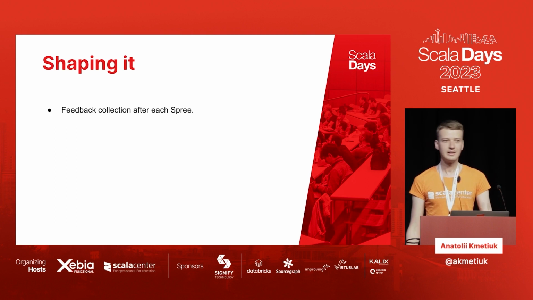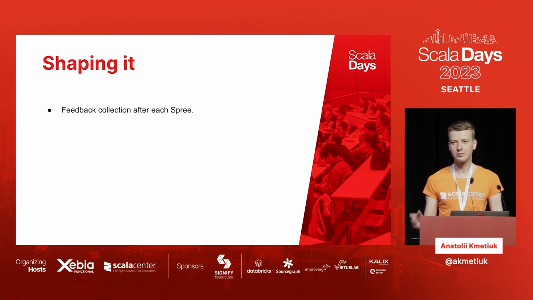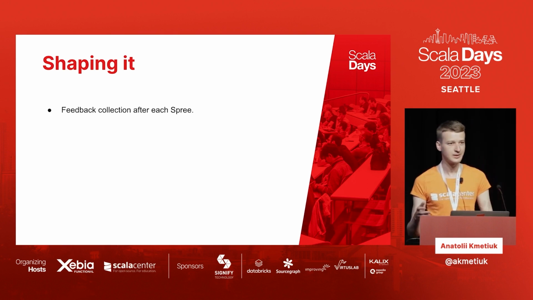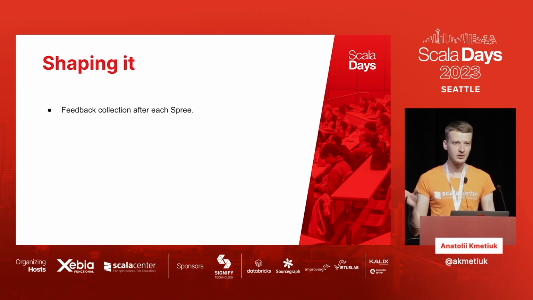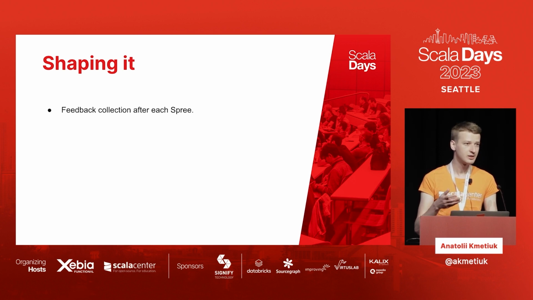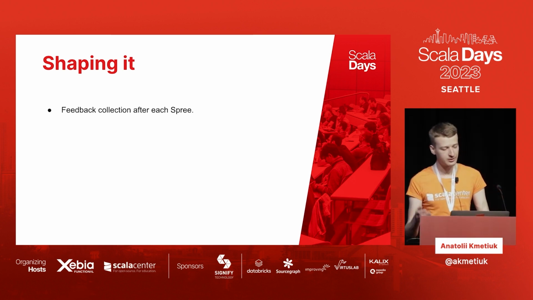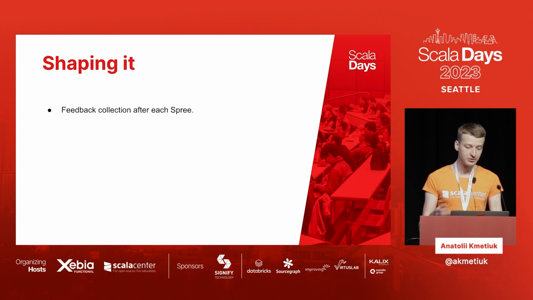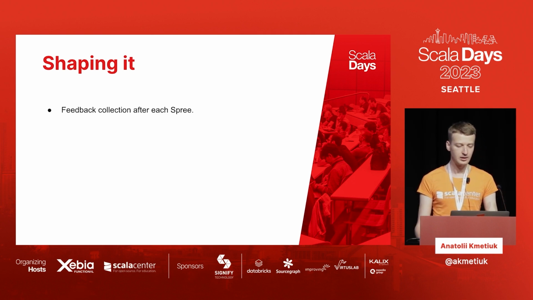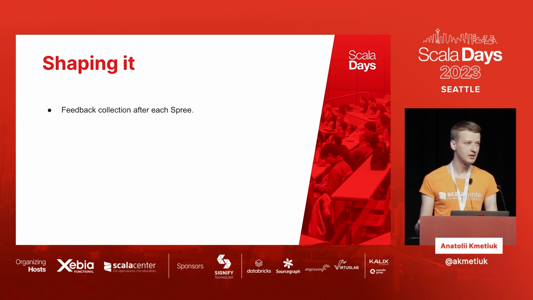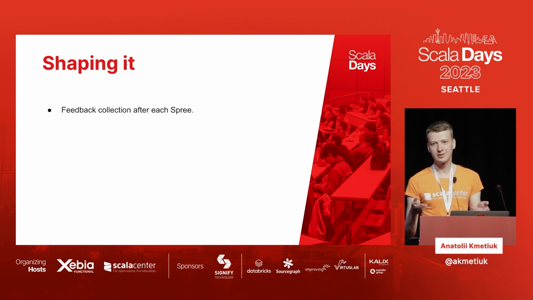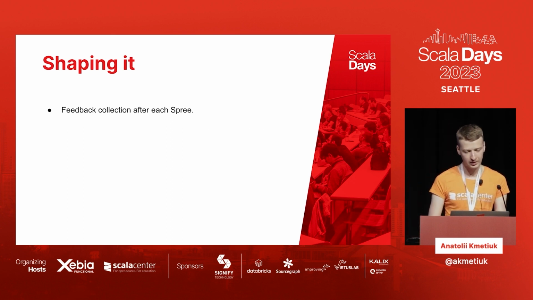Well, it was an iterative process. We didn't assume that we know everything about how to make those events when we started. So it was take the existing model of the Scala Center and just go with it while constantly collecting feedback. After every spree, we had 3 questions asked of our participants. First, what went right? Second, what went wrong? And third, of course, the status. What did you do? How did it go?